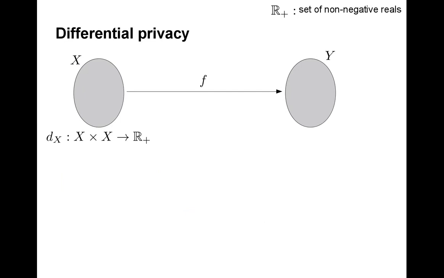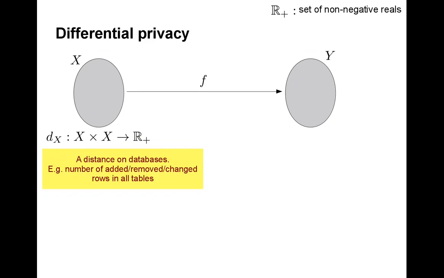So we have a set X, and we have an information release mechanism F, which could be a SQL workflow, and it gives you a value from a set Y. X is a metric space, so there is a metric defined on it. If X is a set of databases, then a typical distance on databases is the number of rows in all tables that we add or remove or change. Adding or removing one row means distance 1.